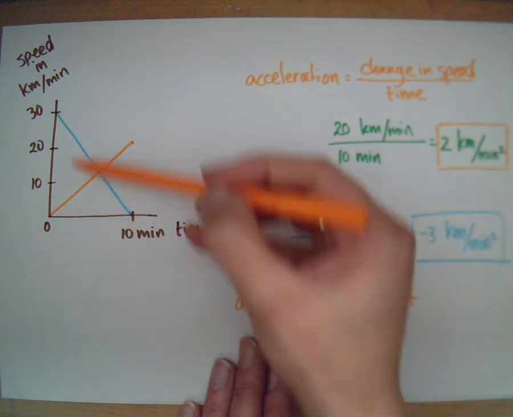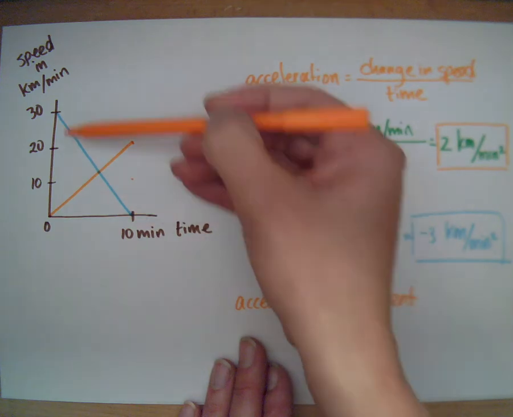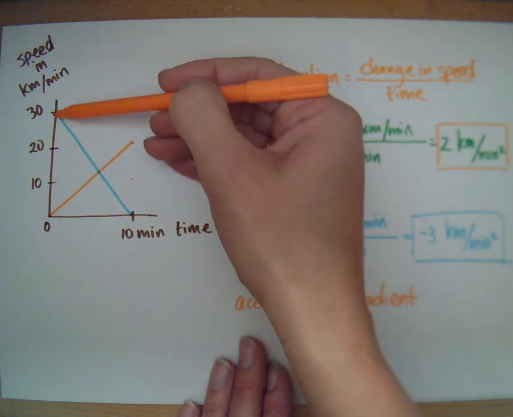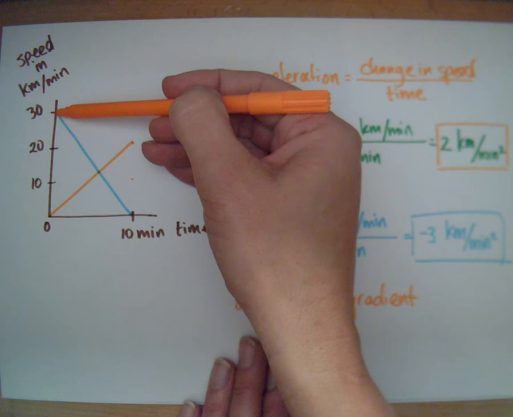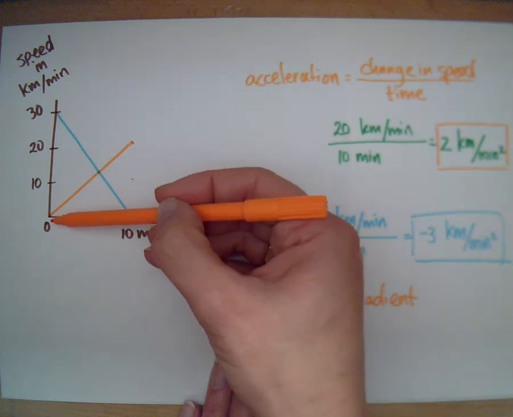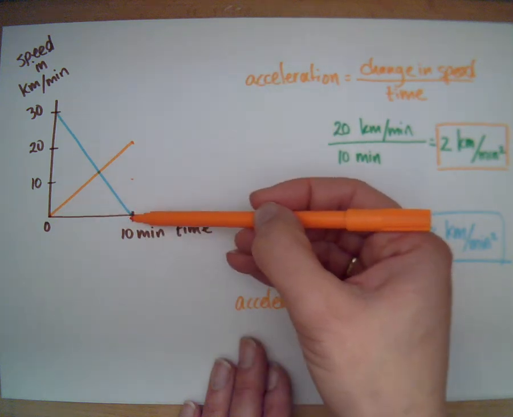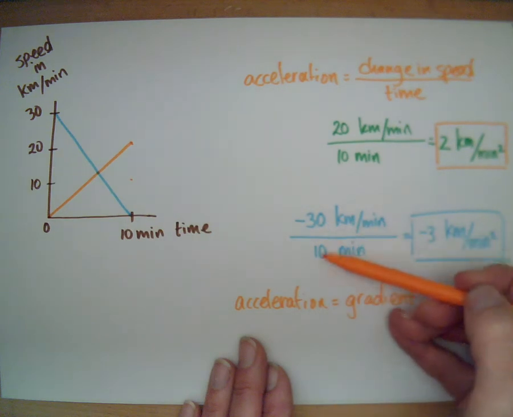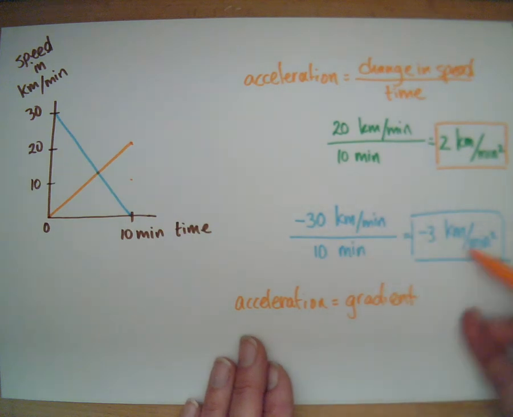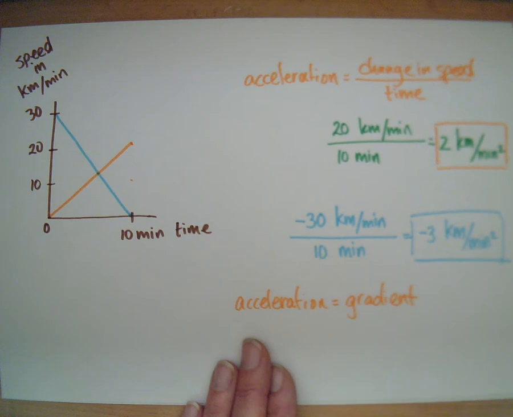Yeah? What is the slope or the gradient of this blue line? Well, the change in y is down 30, so negative 30, over positive 10. Negative 30 over positive 10. And then add your units. Yes?